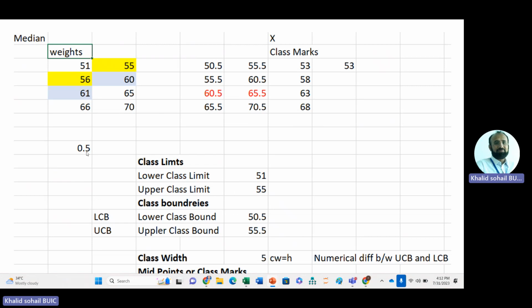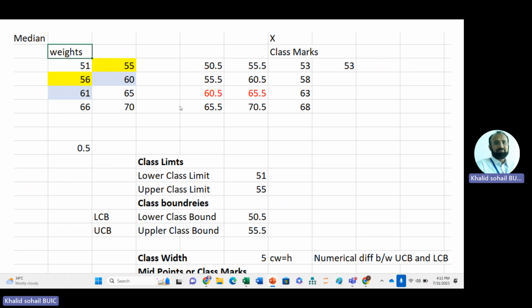How? We subtract this 0.5 from the lower class limit, and it is added to the upper class limit for each class. So 51 minus 0.5, we get 50.5. Similarly, 56 minus 0.5 is 55.5, and so on. Now for the upper limit, we add this 0.5: 55 plus 0.5 is 55.5, 60 plus 0.5 is 60.5, and so on.